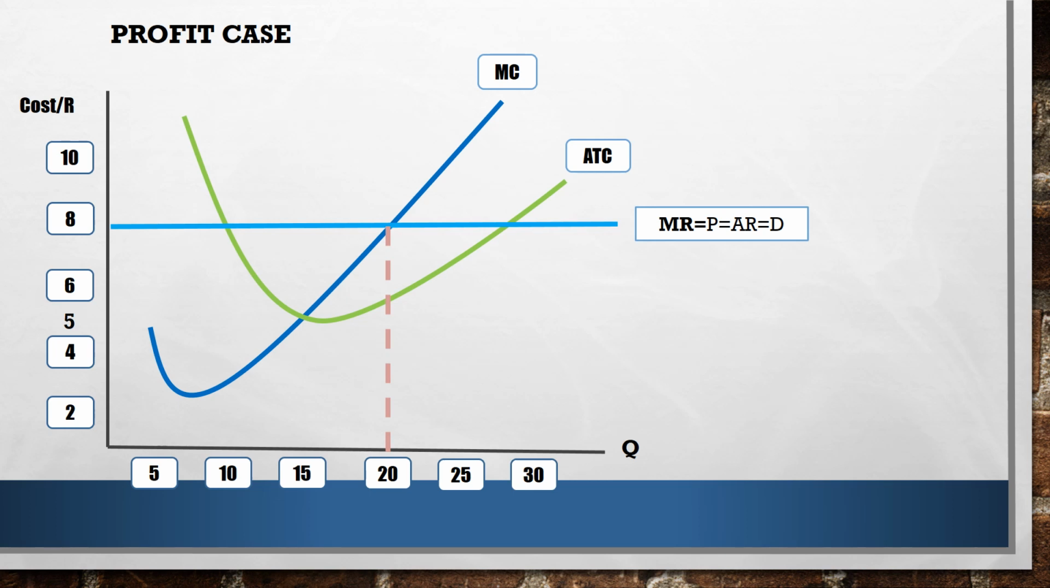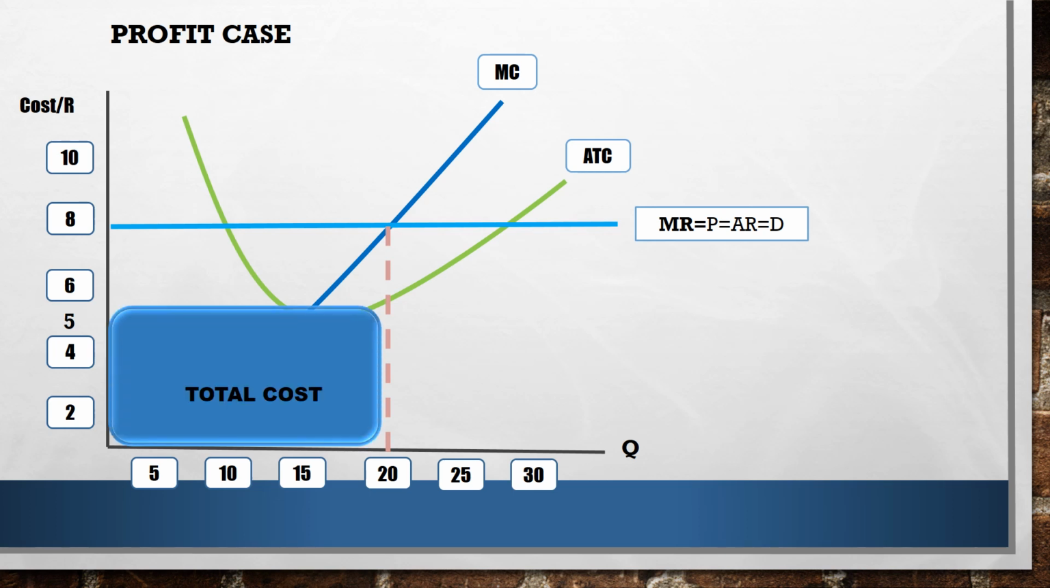To calculate profit, we have to know your total cost. If you go up from the quantity you're producing, that is 20, you hit the average total cost curve, which is somewhere around 5. Suppose your average total cost at 20 units is 5. To get the total cost, it's 20 times 5, that makes it 100. So your total cost is 100, and your total revenue is 160.